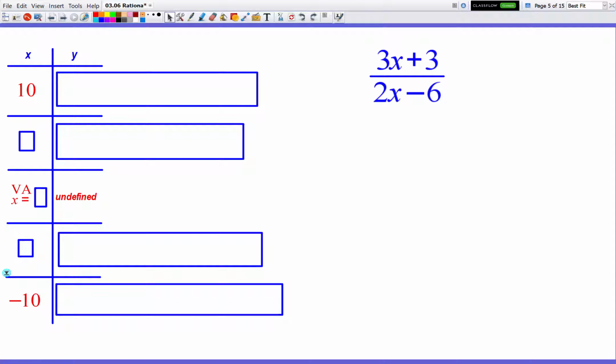So let's uncover this box. And we remember that it's a 3. That shouldn't come as a surprise because we figured that out in step 1 of this process. And if you're wondering why it says undefined right next to the 3 in the x column, it's because this is a VA, and this number is 3. If I plug in a 3, it's going to make a 0 on the bottom of the fraction, and if I get a 0 on the bottom of the fraction, it cannot be divided. So therefore, your response is undefined.